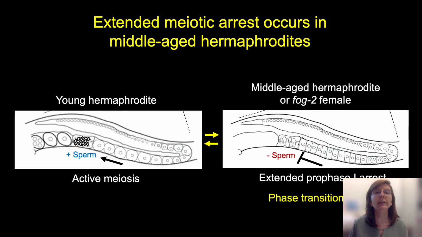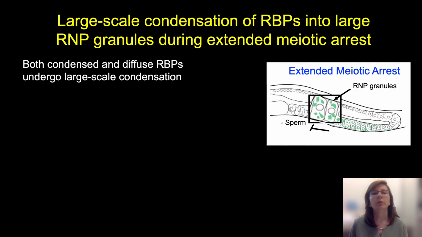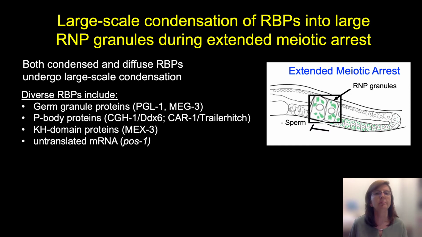Important to note, in these arrested oocytes, phase transitions occur. So we observe large-scale condensation of RNA-binding proteins into large RNP granules during this extended meiotic arrest. Both condensed RNA-binding proteins and diffuse RNA-binding proteins undergo this large-scale condensation, forming these RNP granules I'm showing you on the top right.